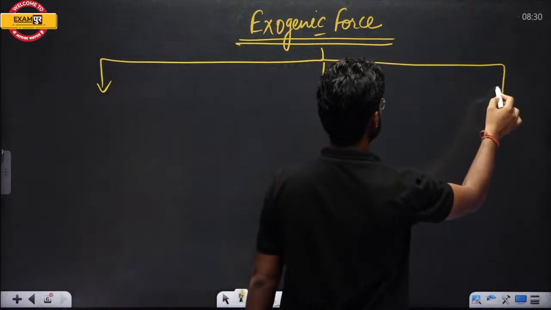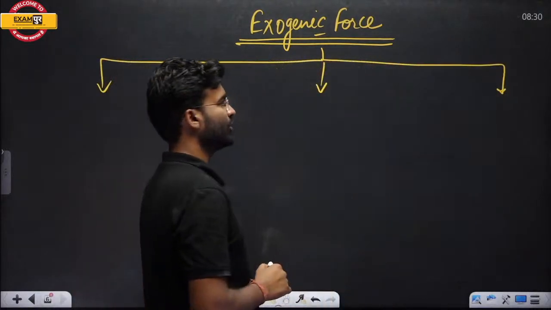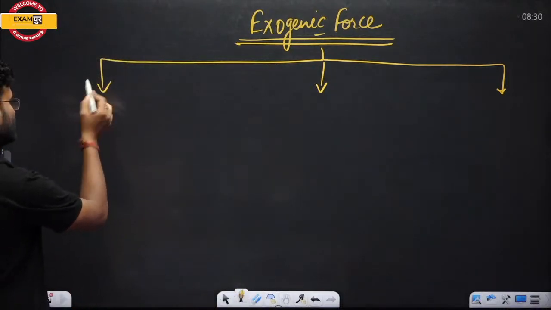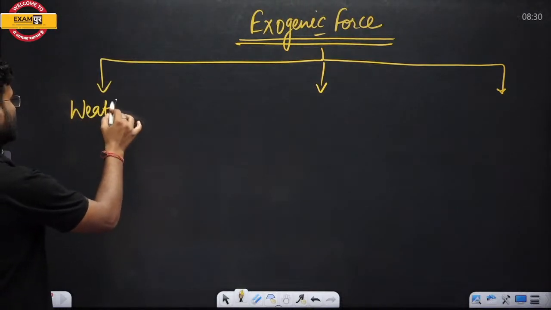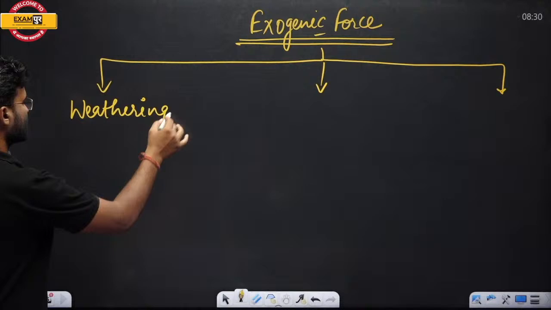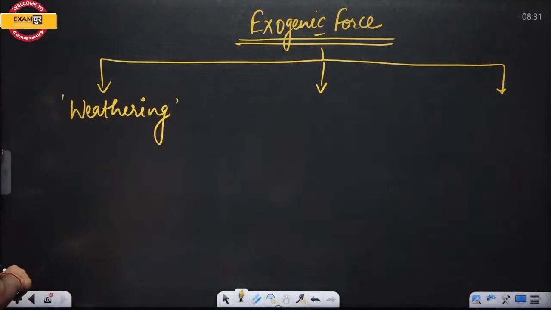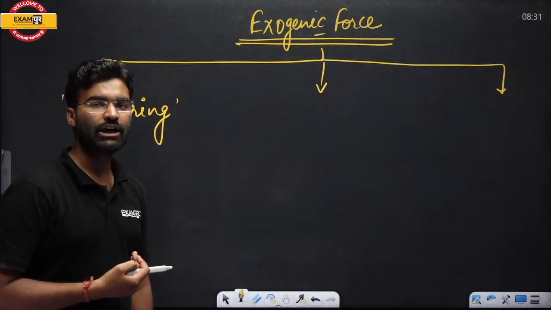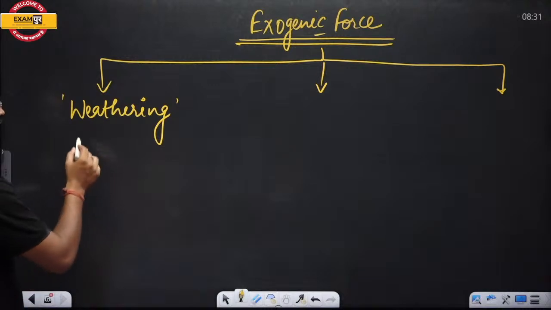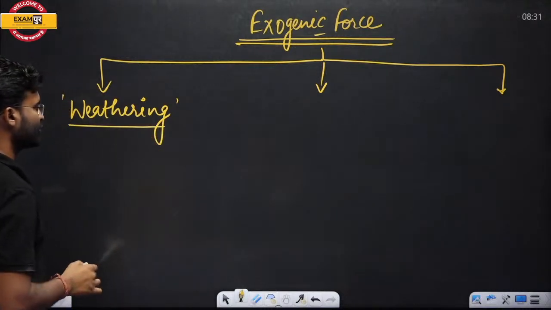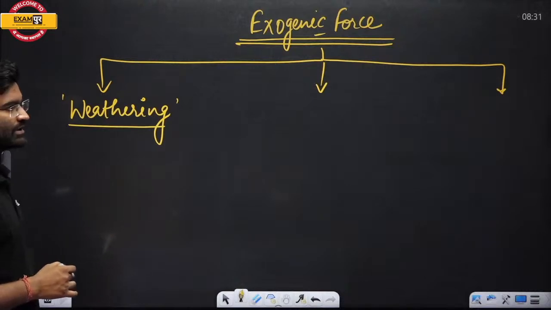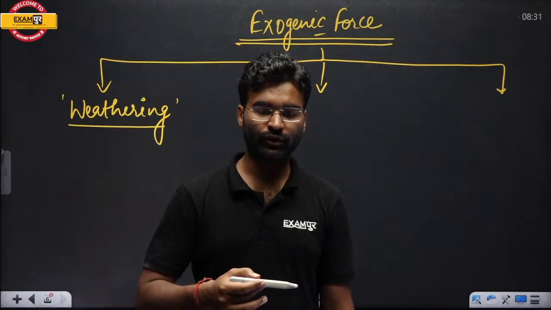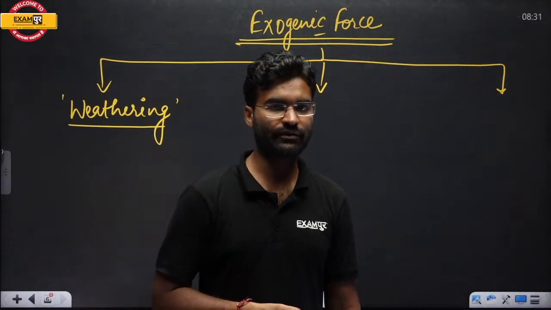These exogenetic forces can be divided into three parts. The first one is called weathering. The first phenomenon seen due to the exogenetic forces is weathering. Weathering is an important phenomenon and it can be asked directly in your mains examination: what do you understand by weathering, and how is weathering responsible for the formation of any geomorphic structure on the earth surface.